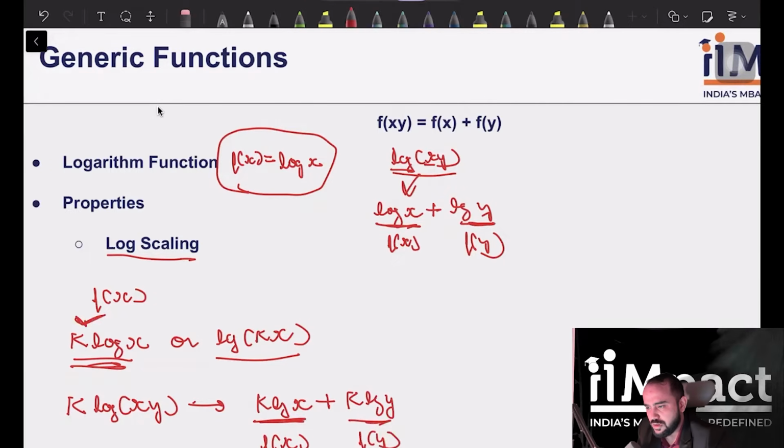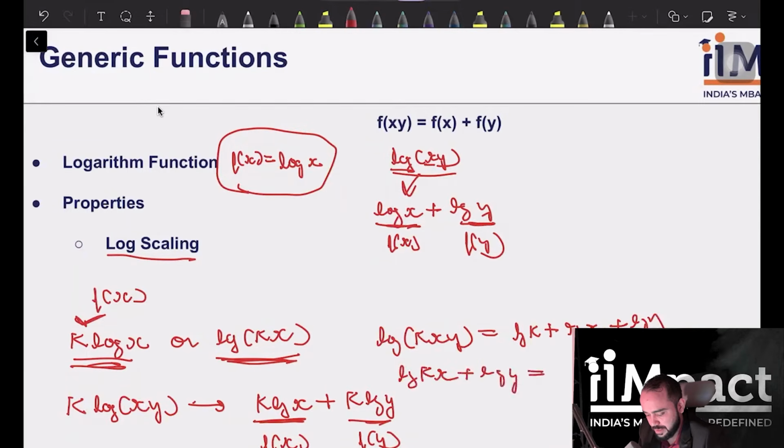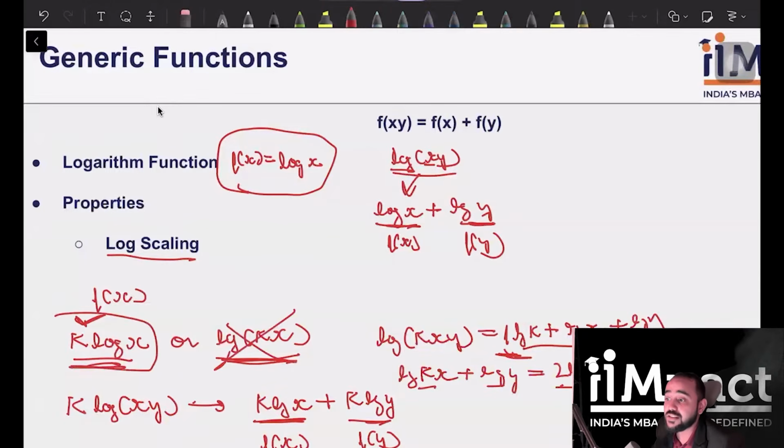Let's check for this, log kx. Log of k into xy is equal to log k plus log x plus log y. Log kx plus log y would have been 2 log k, one coming from each, plus log x plus log y. Are these two equal? There is a difference of log k that you have. So these two are not equal. So this is wrong, this is correct. You should write it like k log x.